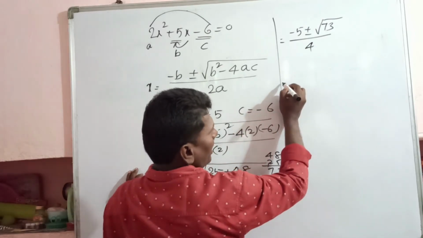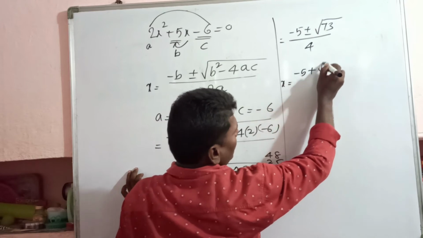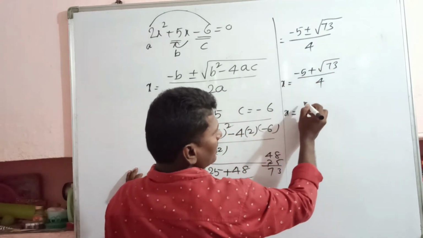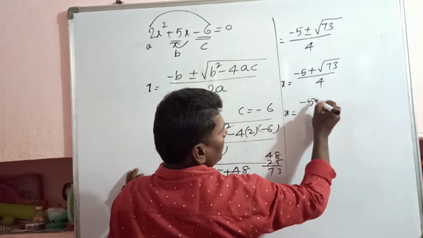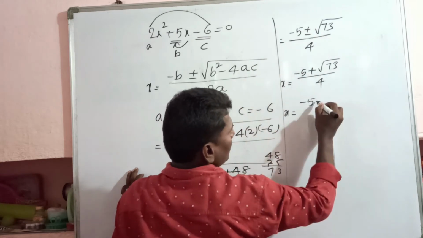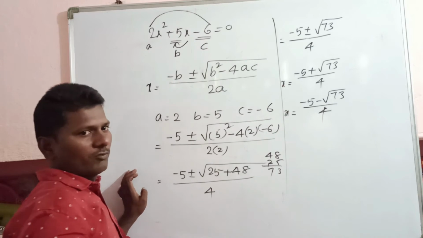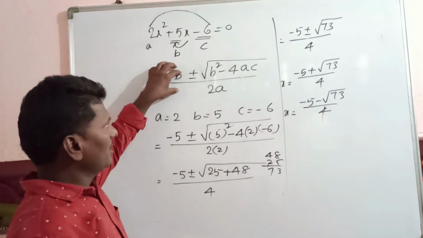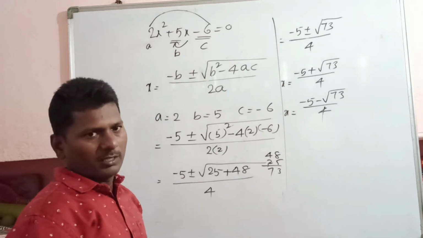From this we write x is equal to minus 5 plus square root of 73 by 4. Another x is minus 5, now I am taking minus symbol, minus 5 minus square root of 73 by 4. In this way, we solve quadratic equation using minus b plus or minus square root of b square minus 4ac by 2a.